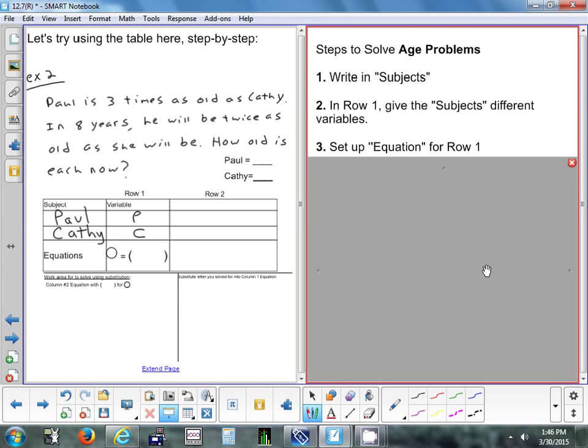Step 3: we're going to set up an equation. See the equation line right here? We're going to set up an equation for row 1.